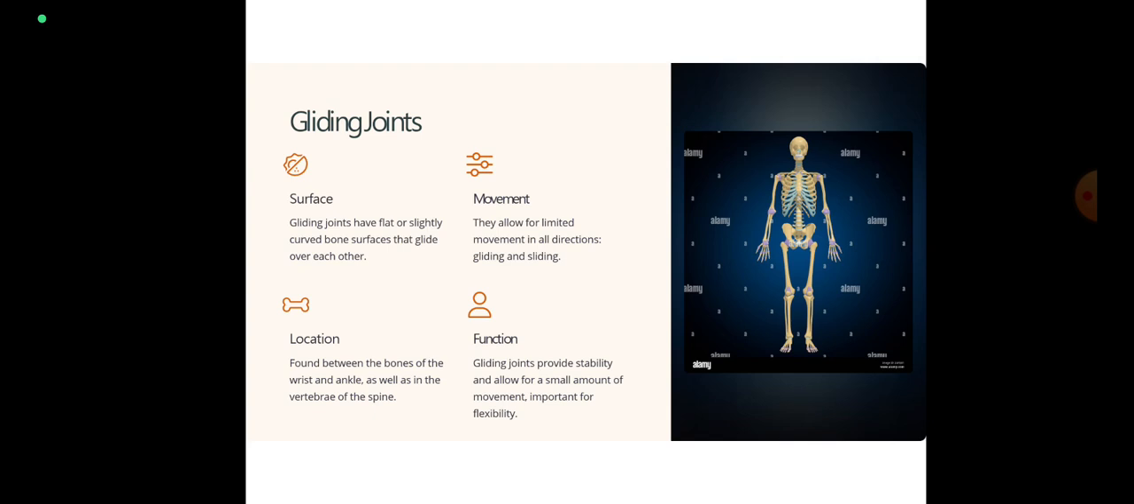Next, amphiarthrosis. Amphiarthrosis is a slightly movable joint. They are generally cartilaginous joints. An example is the pubic symphysis. And diarthrosis: diarthrosis is a freely movable joint. It is a type of synovial joint. Example: shoulder joint, knee joint, etc.